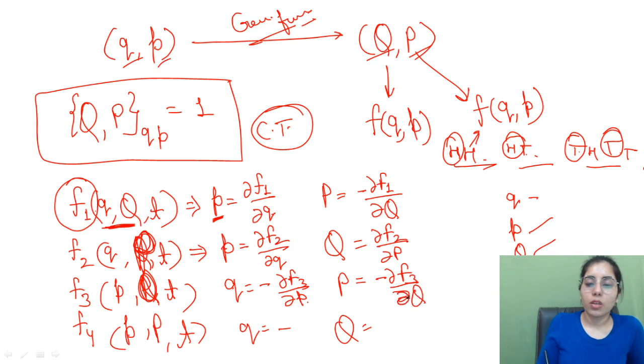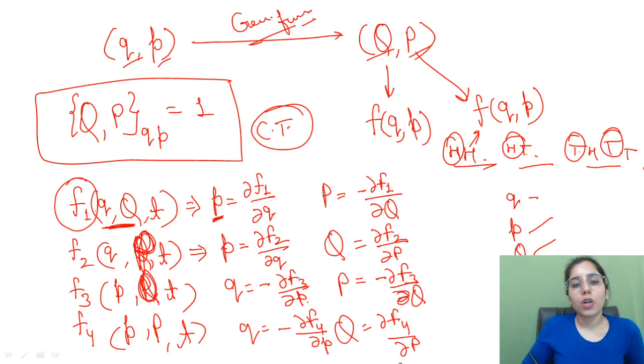Okay, next one. If we are going to talk about the next one, that's going to be delta F4 upon delta small p. Okay, that's how you can write them easily, and you will not have to put extra effort to memorize all these values. I think it's going to be quite easy for you.